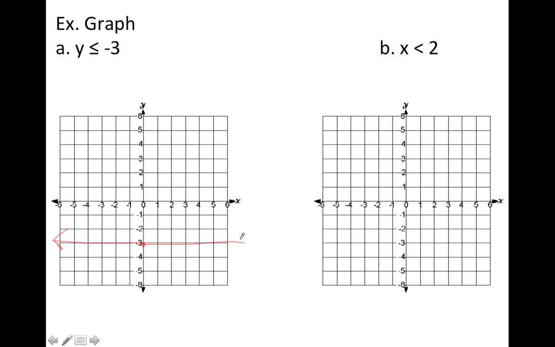So I have a solid line here. And then we have to determine, since it's an inequality, whether we shade above or below. Since it is less than, if you look at your point below, negative 4 is less than negative 3, so you would shade this region here.